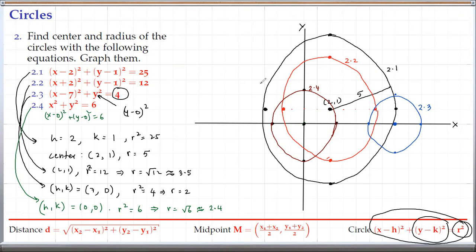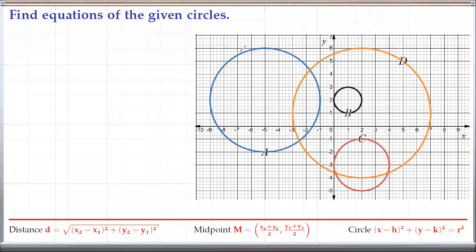Now let's look at more examples. So here we are given some circles and we want to write down the equations. So starting with circle A, to write down the equation of a circle, we need to know the center, we need to know h and k, and we need to know r. So the center gives us h and k.